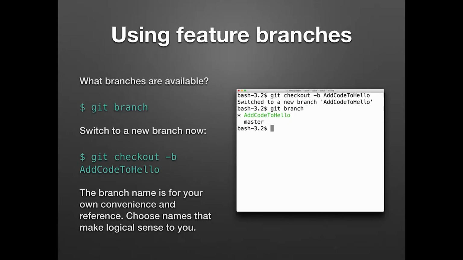So you can make branches for anything you want. Git branch tells you what's available. Git checkout -b means make a new branch and switch to it. So we're going to make a new branch right now where we're going to add more code to hello. I just called it add code to hello. The name is just for your own convenience. You can name it whatever you want. It's just for your own reference. No one else cares.